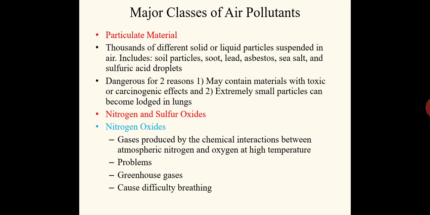Now, the second major class of air pollutant is nitrogen and sulfur oxides. You can either write them separately or club them as a single point. Anyway, nitrogen and sulfur oxides: oxides of nitrogen, oxides of sulfur. These two are major classes of air pollutants.